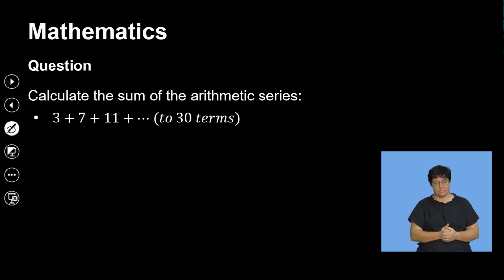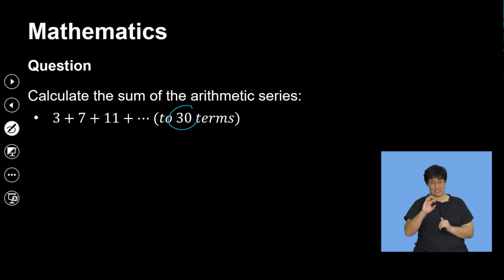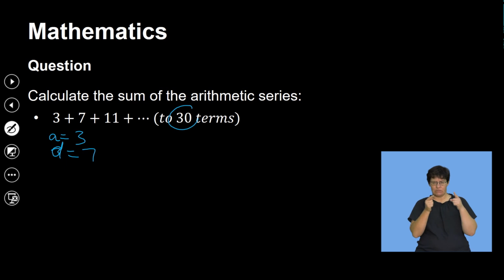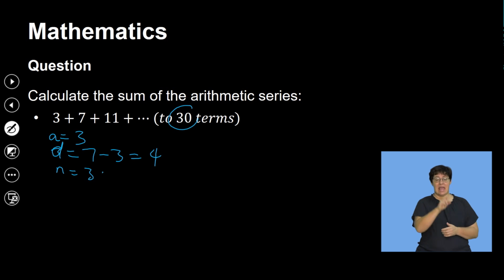Now, let's calculate the sum of the arithmetic series, right? It's 3 plus 7 plus 11, up until 30 terms. So firstly, I will say my A value will be the 3 there. My D value, which is the difference, is 7 minus 3, which is 4, which is the same as 11 minus 7, right? And then my N value will be the 30.